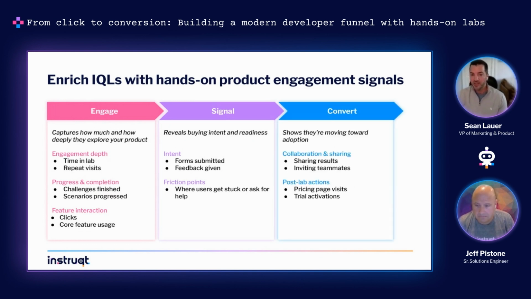Lastly, we have a bucket we call convert. This really brings in the signals that are actually more relevant to whether they're moving towards adoption of the product. Things around collaboration and sharing, whether they're sharing results, inviting teammates, post-lab actions. We can look at things like pricing page visits and trial activations.